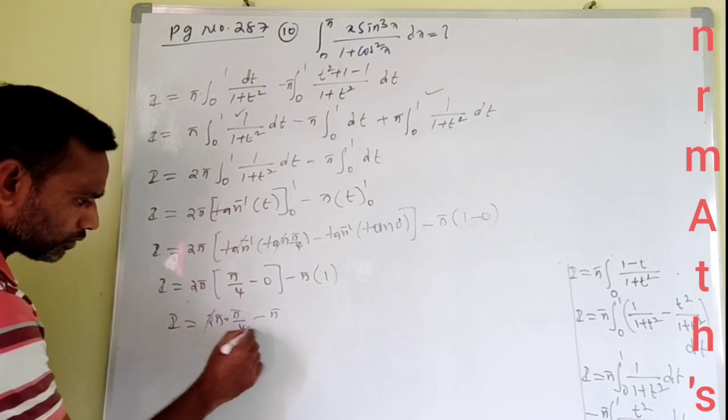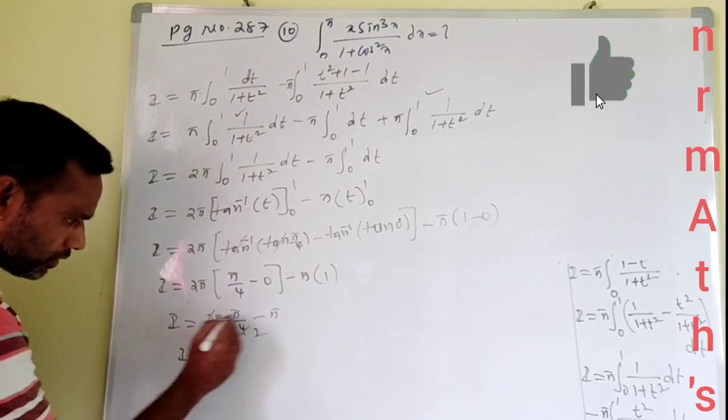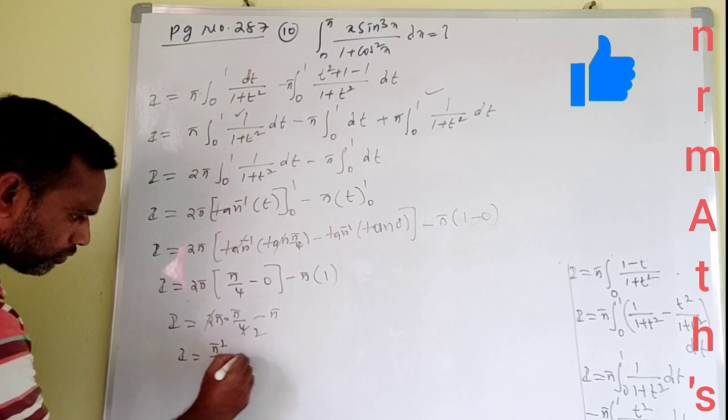Now 2 times, and I is equal to pi into pi square by 2 minus pi.